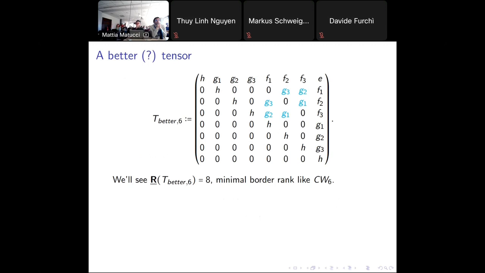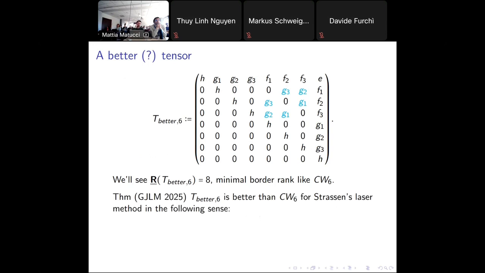So there are 2 things we were hoping for. It is minimal border rank and asymptotic subrank as large as possible for the laser method. And the theorem is that we name it better because it is better. It's better than the Coppersmith-Winograd tensor for Strassen's laser method in the following sense, that it degenerates to Coppersmith-Winograd. That means it's at least as good because the cost is the same and the value is at least as good in the laser method.